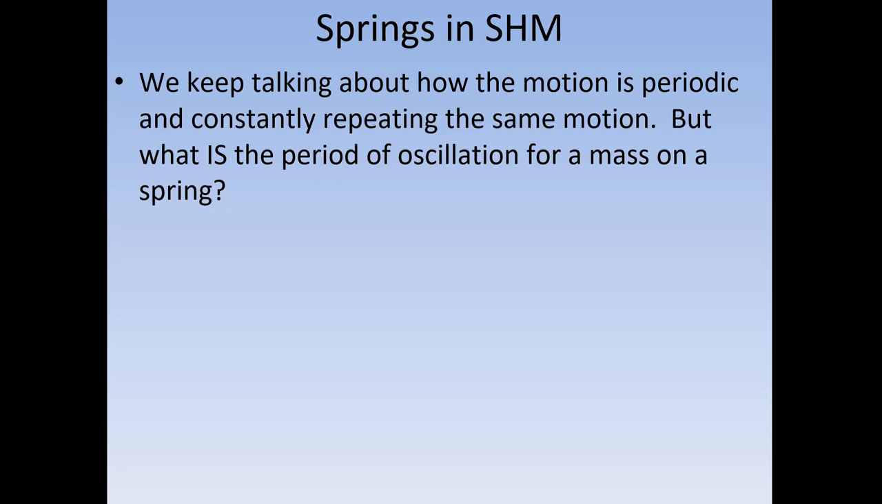It turns out that yes, we actually can find the period for an oscillating spring based off of the system's characteristics themselves. The equation that we have for the period for a spring system is 2π√(m/k), where m is the mass of the system, in particular the mass attached to the spring, and k is the spring constant itself.